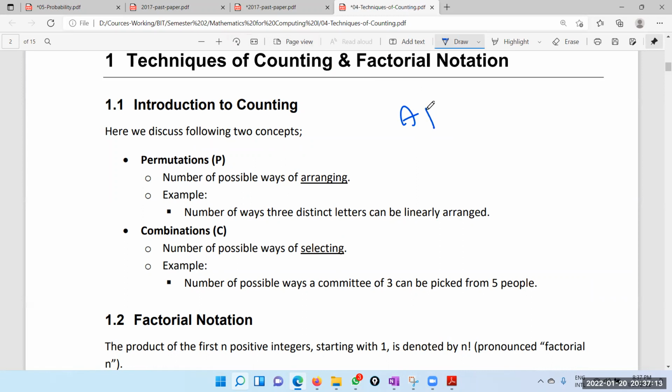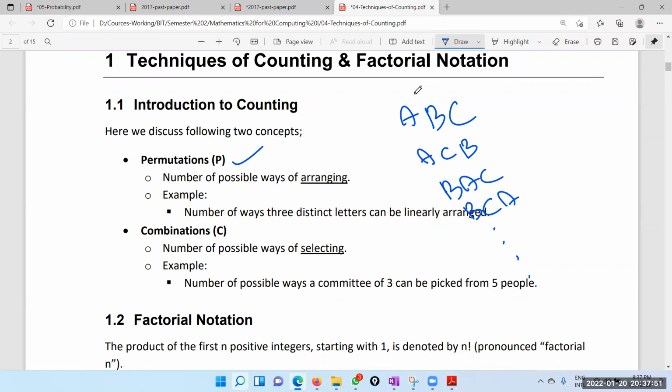Say A, B and C, three letters. What are the different ways of arranging these linearly? For example, there are 3 letters, right? I am not making any words. I am just arranging them. So one possibility is ABC, another one is ACB, another one is maybe BAC, another one is BCA. Likewise, how many ways can you arrange? So those are the questions that we tackle in permutation.